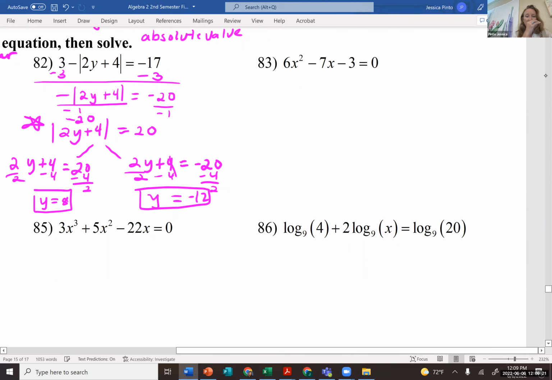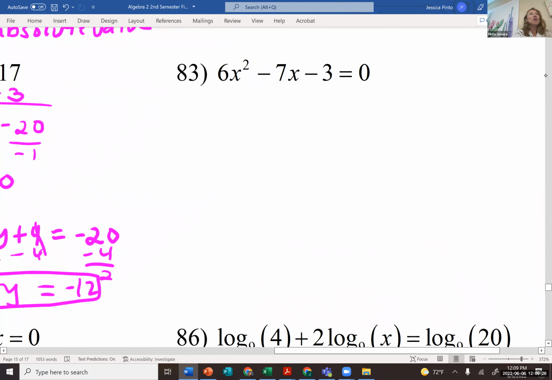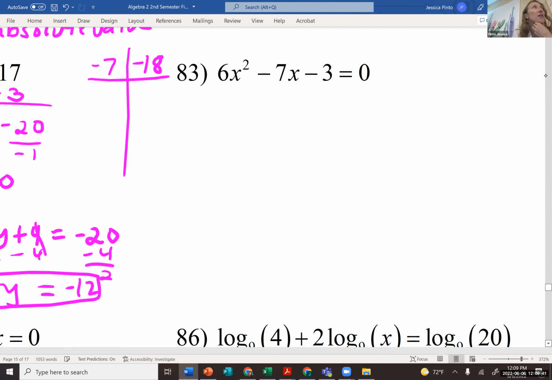83. Oh, cool. This is a quadratic equation. So of course I want to start by seeing if I can factor this. If it's not factorable, then I'll resort to using the quadratic formula. So factoring this, I want my b value, so -7, then my ac, which is -18. So seeing that I do have numbers that will multiply to -18 and add to -7, I'm going to be able to factor this. Those numbers are -9 and +2.